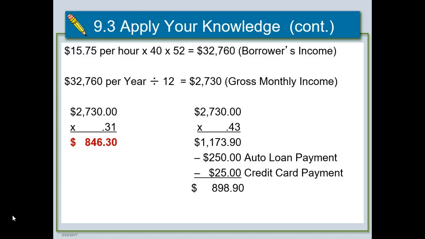But there's 3 steps. Step number 1, the gross times the front ratio. Press equal. Step number 2, the gross times the back ratio minus the debt. Press equal. Step number 3, look at them both. Whatever is the lowest of the two is the answer to the problem.